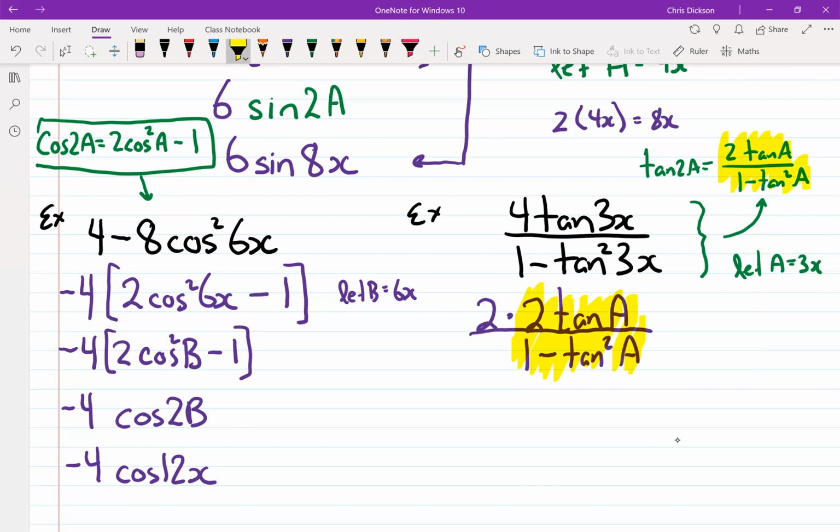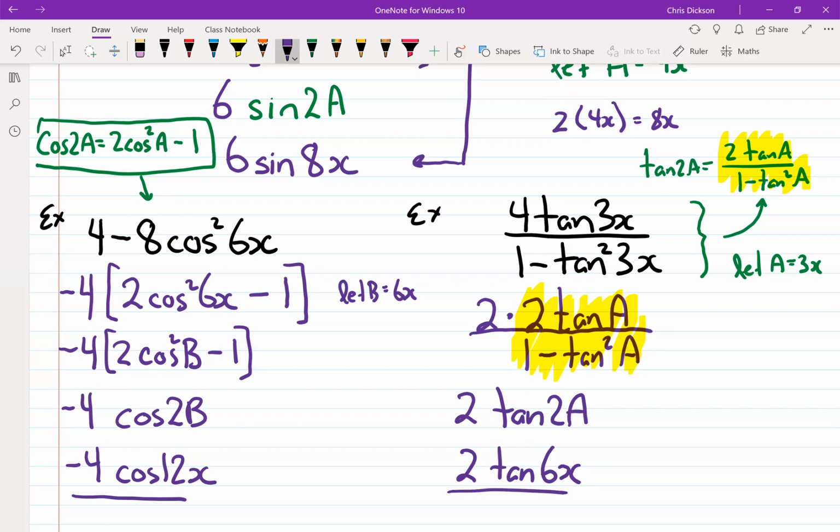So let's keep the 2 out for now. So say 2 multiplied by what that is. That's 2 times the tan of 2a. So that's 2 multiplied by tan of 2 times a. A is 3x, so 2 tan of 3 times 2, which is 6x. Okay, so this statement on this side and this statement on this side are simplified statements, as is the one up here. And those are simplified statements using double angle identities.